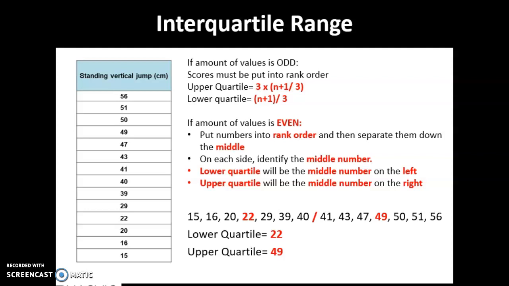If the amount of values is odd, then scores must be put into rank order, and then the upper quartile is 3 times (n + 1) divided by 4, and the lower quartile would be (n + 1) divided by 4.